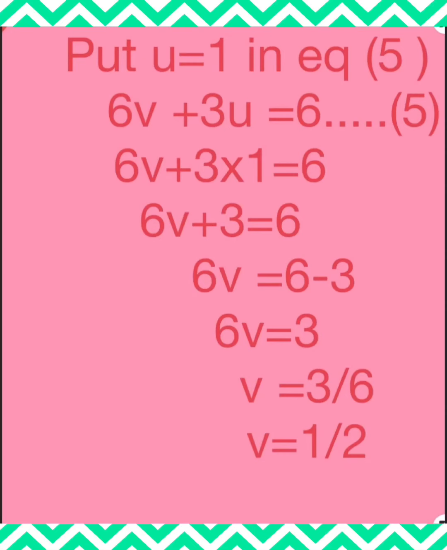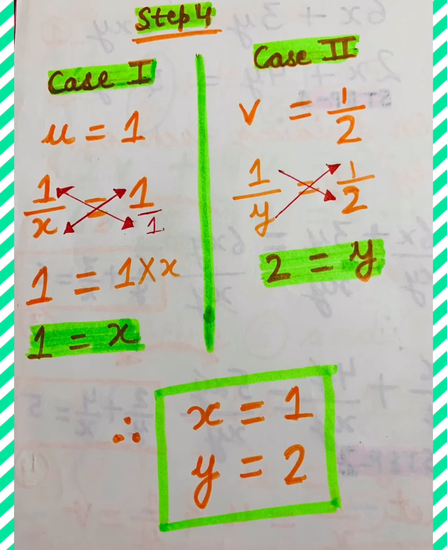Now students, I will divide my question in two parts, case 1 and case 2 in step 4. In case 1, u is equal to 1 and in case 2, the value of v is equal to 1 by 2. But my question was in x and y. So I will have to find the values of x and y. So I would replace u by 1 by x, which was assumed by us in the very first step of the question. So I would replace u by 1 by x. So under u, what will I write? Its value, that is 1 by x equal to 1 as it is. After cross multiplication, I will get x equal to 1.